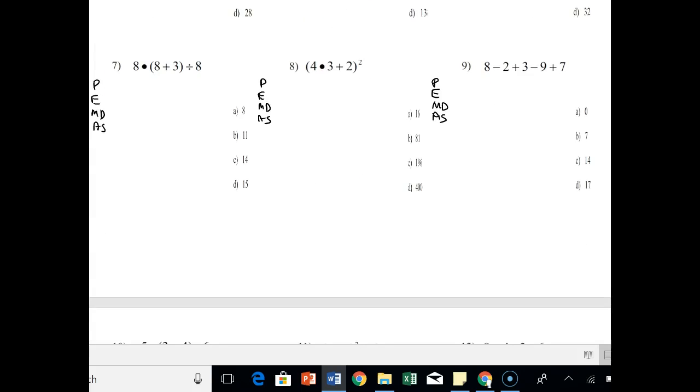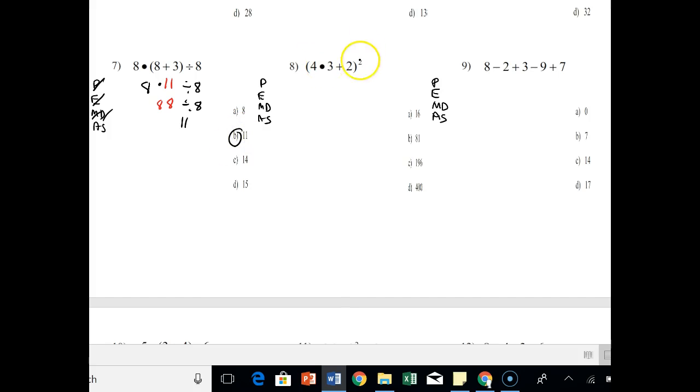Number 7, I do have parentheses. So I'll do the 8 plus 3 first, which is 11. And then I'll bring down 8 times 11 divided by 8. No exponents. Now I multiply or divide from left to right. Multiplication pops up first here, so I do 8 times 11, which is 88. And I'll do 88 divided by 8, because that's all that's left. And I'll get my answer of 11, so B.